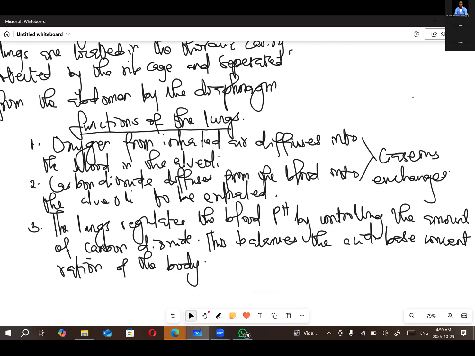pH is a measure of the acidic and basic level or concentration of a solution. That's what pH is. How acidic or basic a medium is, right? So the lung regulates the blood pH level by regulating or controlling the amount of carbon dioxide that comes in the blood, right? Now, when this is done, it balances the acid-base concentration of the body.